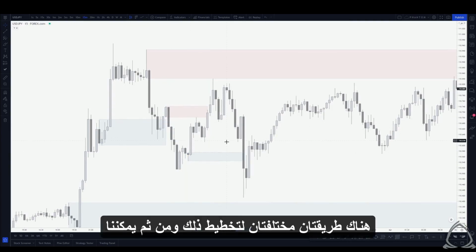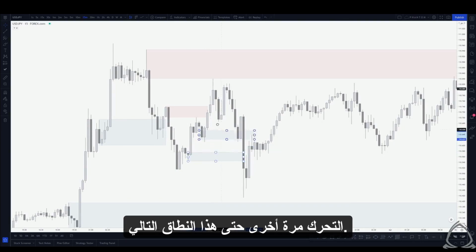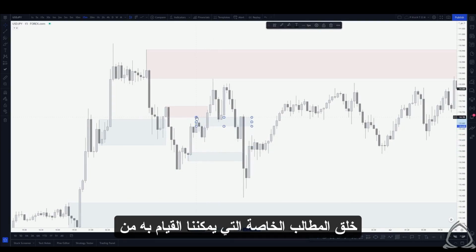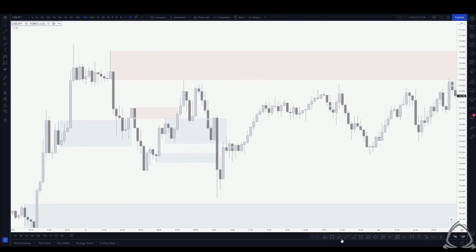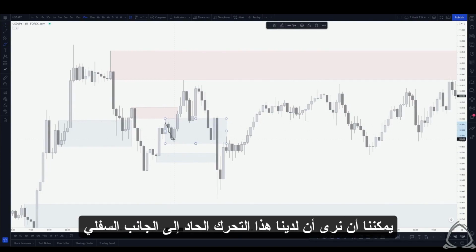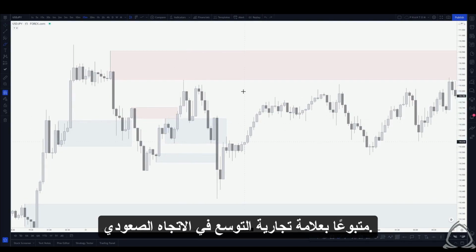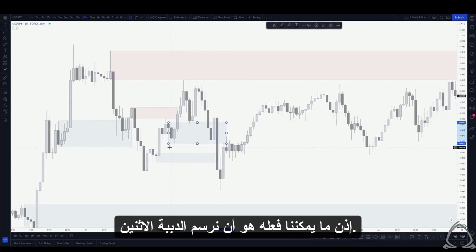So a couple different ways of mapping that. And then again, we can move up to this next range created demand zone, which we can do from the highest high to the lowest low of the range. That would be our range created demand. We can see that we have that sharp move to the downside followed by an expansion to the upside. So what we can do is just map out the 2 bearish candles.